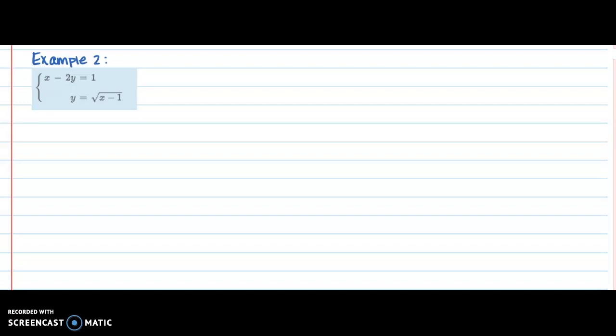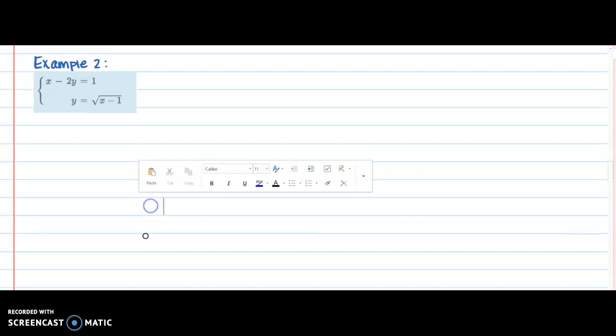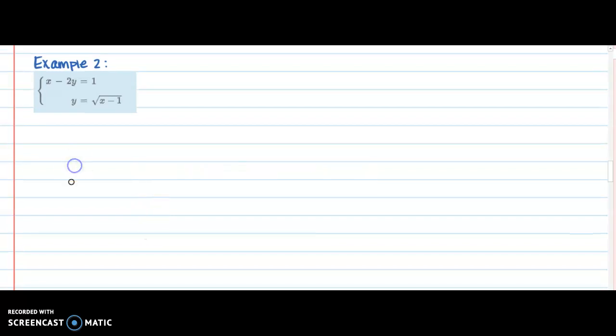So the second example I'm going to do is this system right here where x minus 2y equals 1. We have a linear equation there, and y equals the square root of x minus 1, which is a square root function. I'm going to solve this in two different ways. Both methods are substitution. The first way I'm going to do this is by taking that equation on top and solving for x.